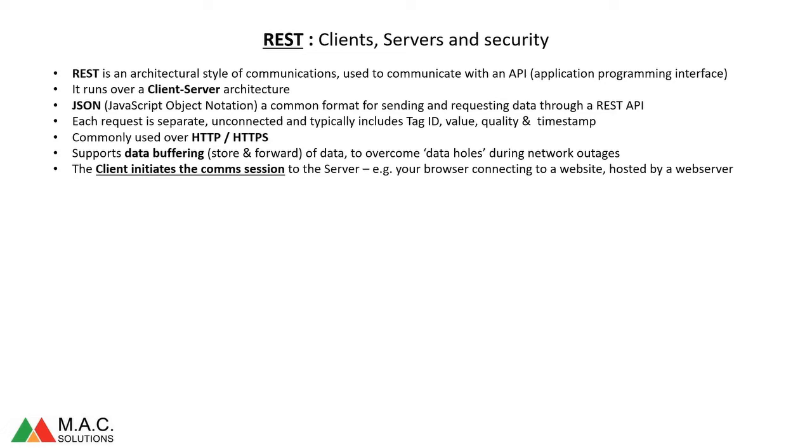So with an industrial interaction, when you might be asking for a value of an item, you'll typically get the tag ID, you'll get the value, you'll get the quality, and you'll get the timestamp. Very much the same sort of data you would expect to get from an OPC tag. You can get through the same type of interactions using RESTful communications.